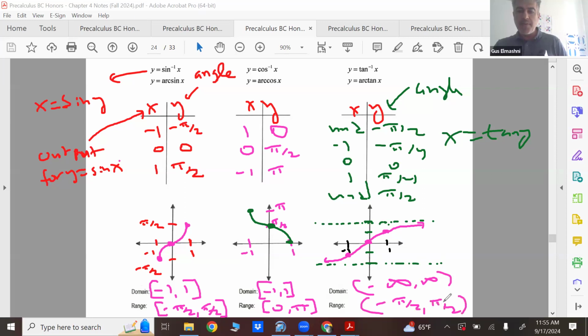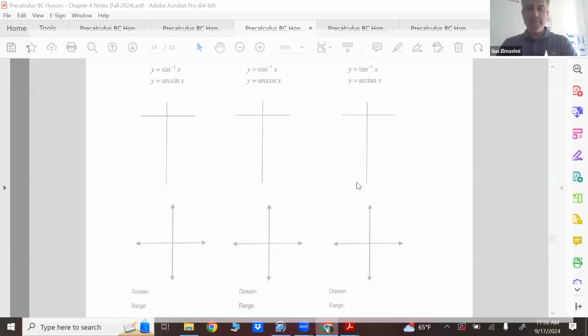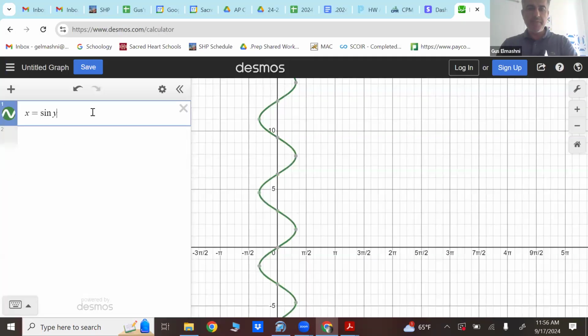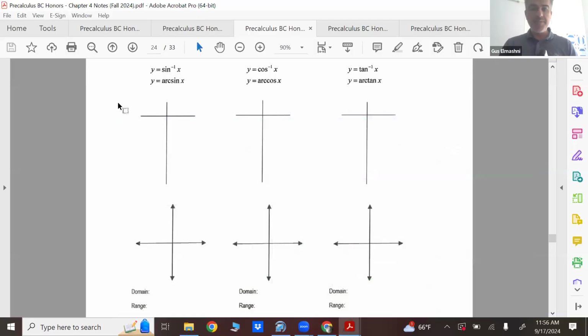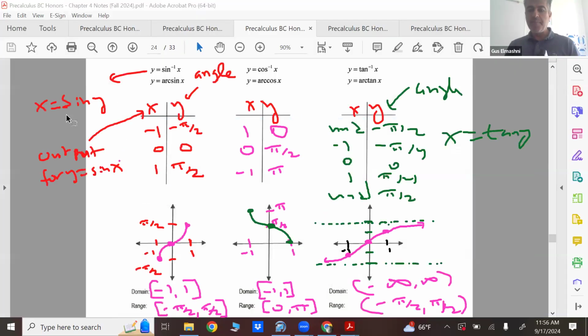But really, if I did x equals tan y, let me clear this for a moment. I'll come back, don't worry. See, it looks like that. But I have to restrict the range to show just one cycle. Therefore, it passes the vertical line test. Okay. So that's what's happening with all that. Those are the graphs.